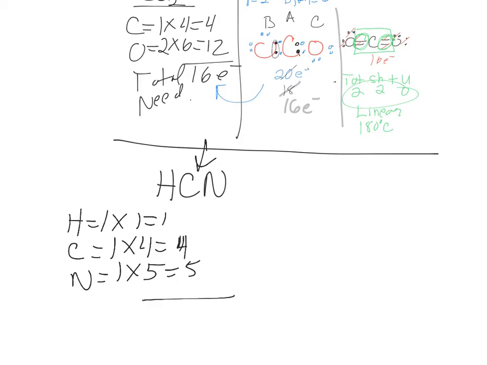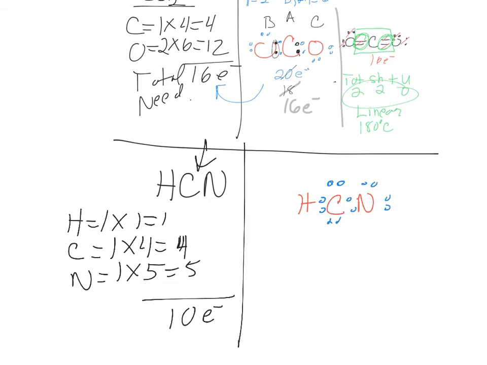5 plus 4 plus 1 is 10 electrons. When I start to draw this, the only exception is hydrogen. I'm going to start with my central atom. I'm going to give carbon 8. I'm going to give nitrogen 8. And hydrogen is very happy with 2. Thank you very much. And everybody has what they need, except when you count 2, 4, 6, 8, 10, 12, 14, you have 14 electrons, which again is not a match for this 10.